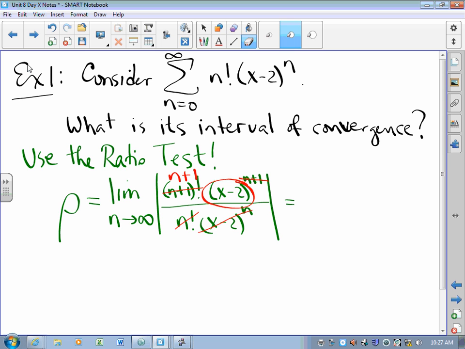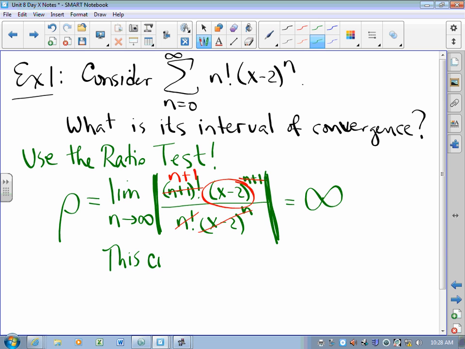Oh, let's not do it that way. I'm going to take a limit as n approaches infinity of (n plus 1) times (x minus 2). Wait a second. That blows up. So here's the question. If the limit is infinity, for what value or values of x will that thing inside the bars be less than 1? And there is only one answer.